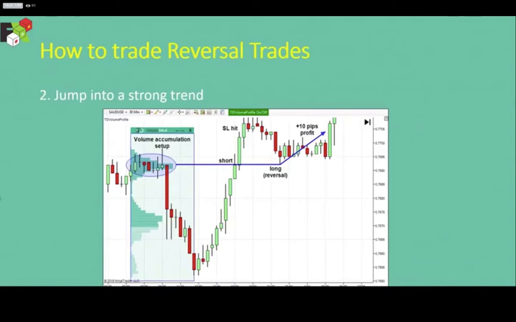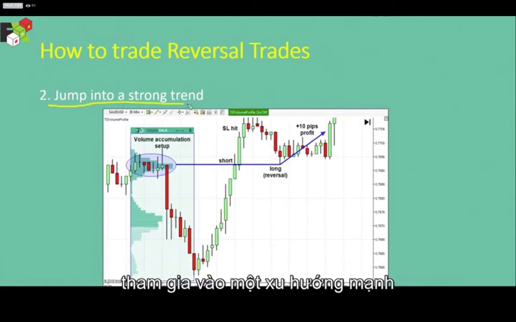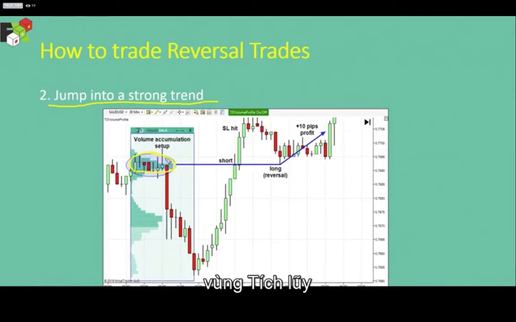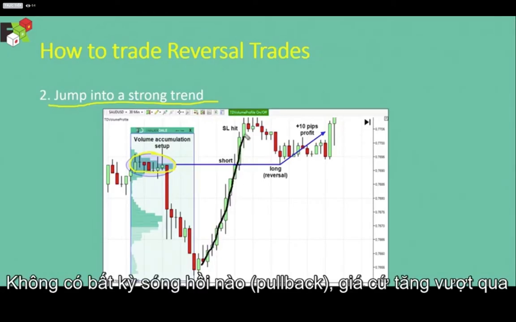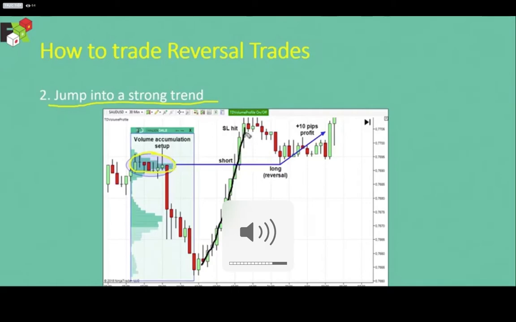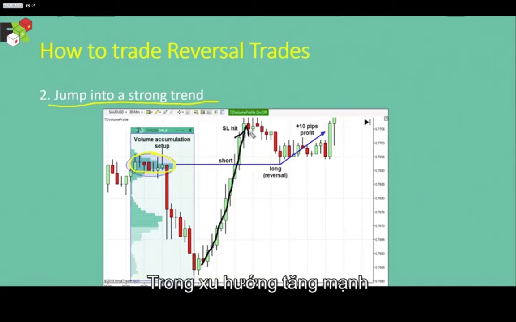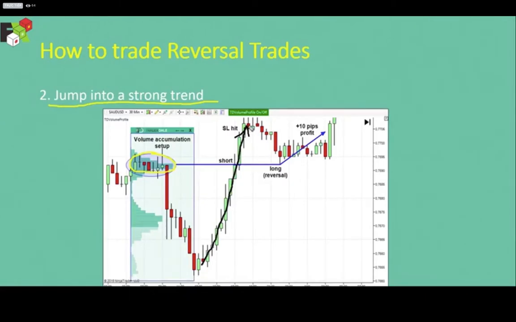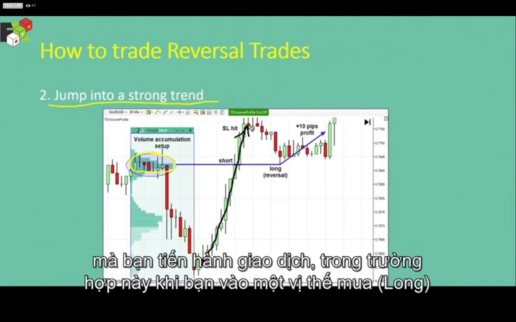The second way is when you want to jump into a strong trend. As you can see in the picture, there's also a volume setup. In this case, it's a volume accumulation setup. Pretty heavy volumes accumulated in this area. And there is a strong trend right there. Without any pullbacks, the price just goes past the level in a strong uptrend. And in a case like that, you want to participate in the trend and you look for a place where you enter the trade.